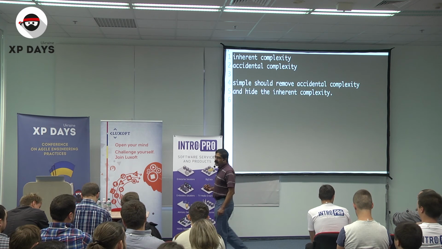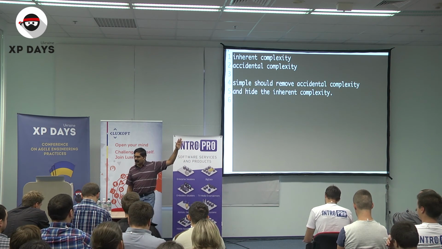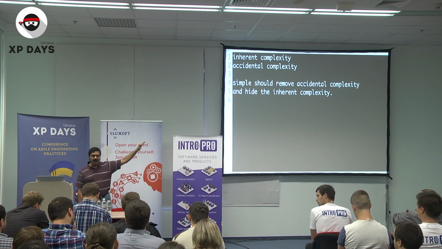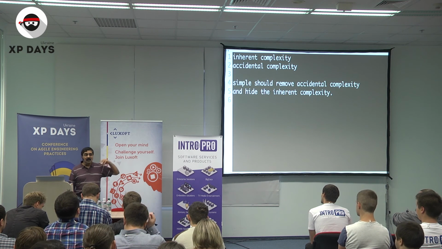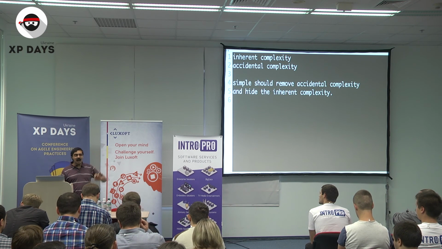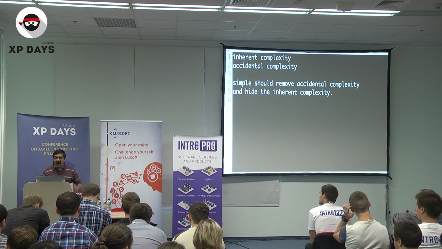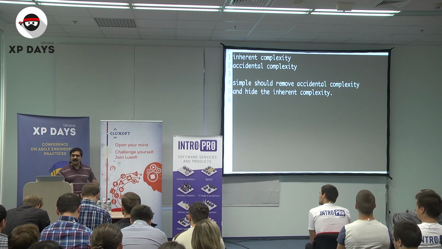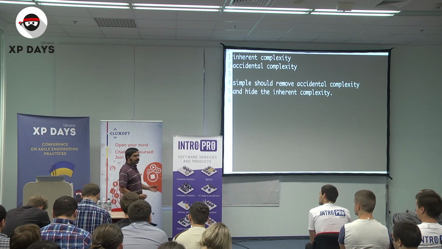So a simple design should remove accidental complexities, and it should let us focus and hide inherent complexity in the system. This is not easy. It takes a lot of effort for us to be able to get there. And we have to work really hard, constantly asking, is this simple or is this complex?